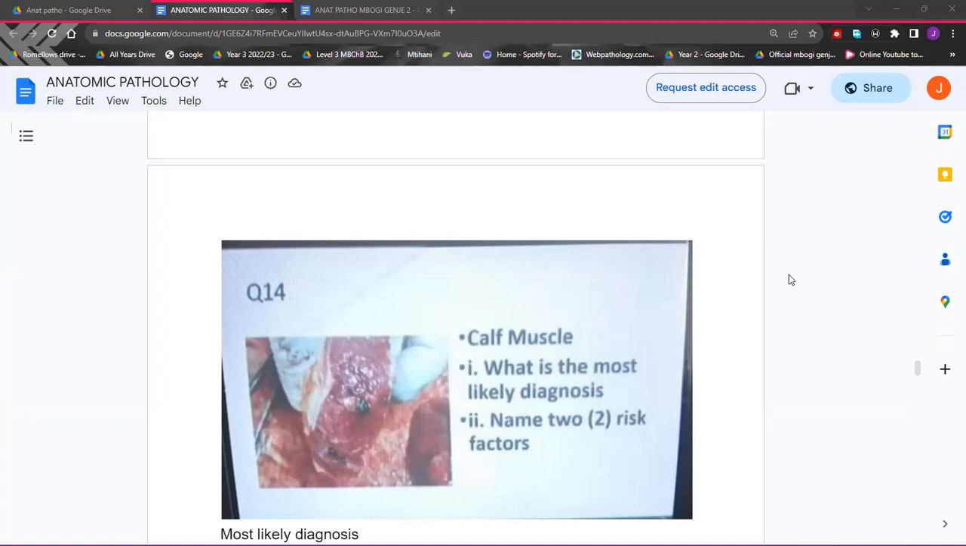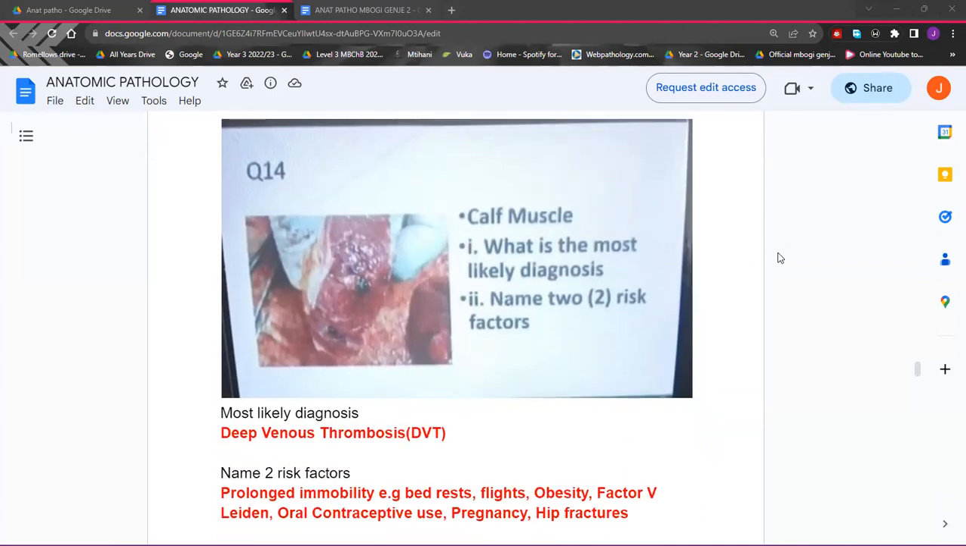Any responses? So the risk factors are streaming in. You have long bed rest, pregnancy, age. When you're older, you're more likely to get deep vein thrombosis. Estrogen, right? Long distance travel. So this is to do with stasis, right? Oral contraceptives, and what else? Oral contraceptives, yeah.